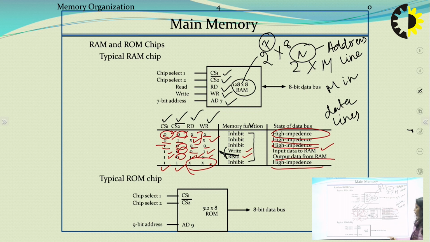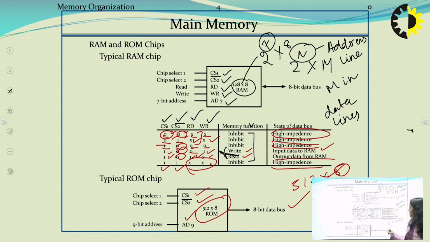Now next is the ROM chip. Again, in a ROM chip, we are having chip select 1 input and chip select 2 input. It will be a configuration of 512 into 8 and we have 9 bits of address in this and 8 bits of data bus. Why 8 bits of data bus? As we know that it is 512 into 8, the 8 will be your data lines. That's why 8 bits of data bus.